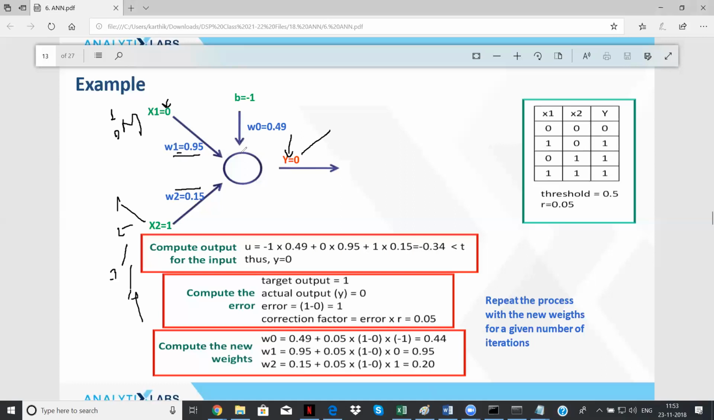B. B is my processing layer, right? Yes or no? So here the weight for B, I'm deciding it to be 0.49. And I'm just assuming B is equal to -1. Let's see why. I hope I'm clear what I'm saying.